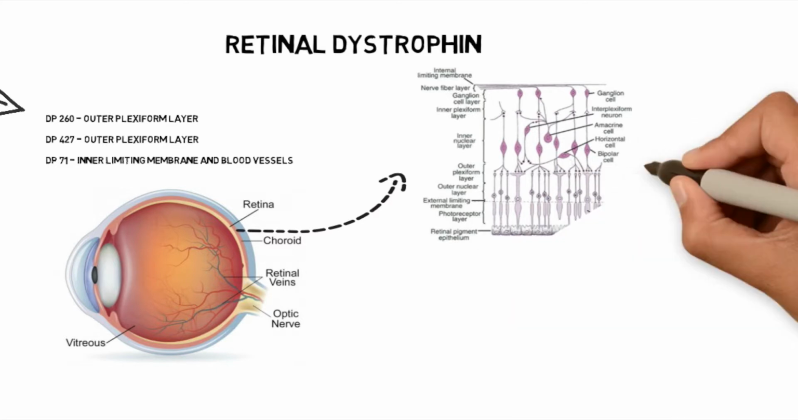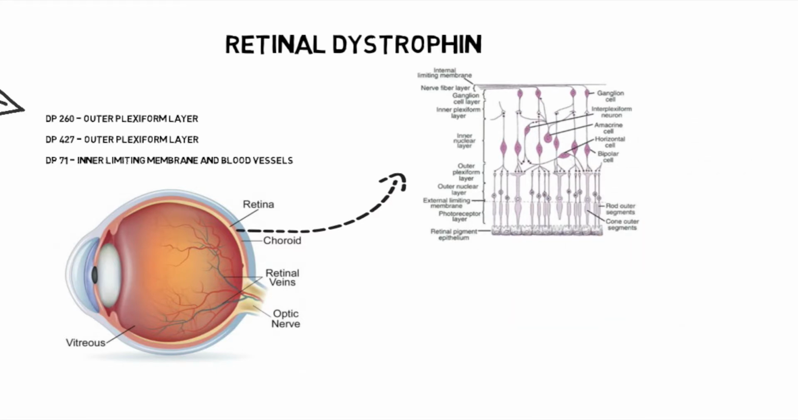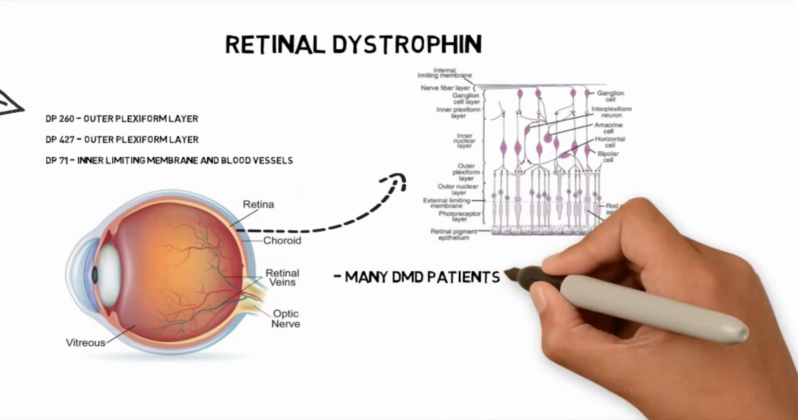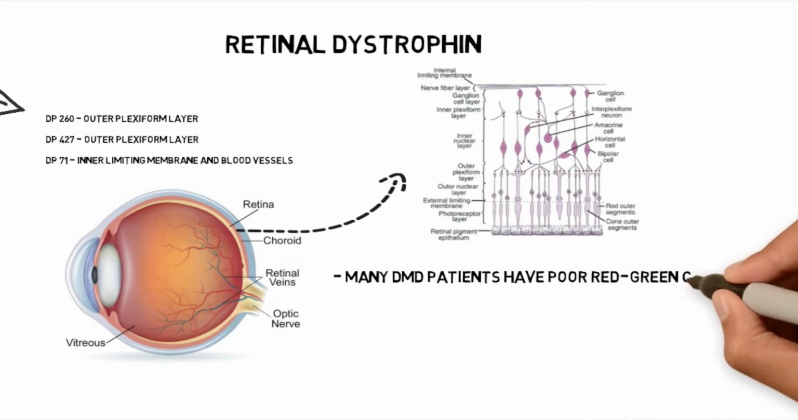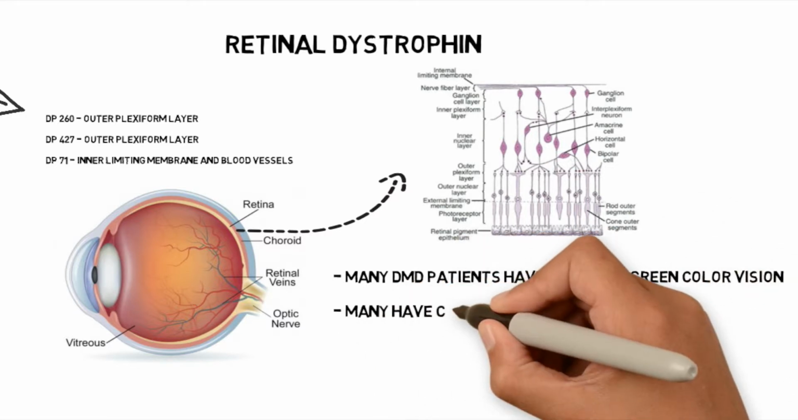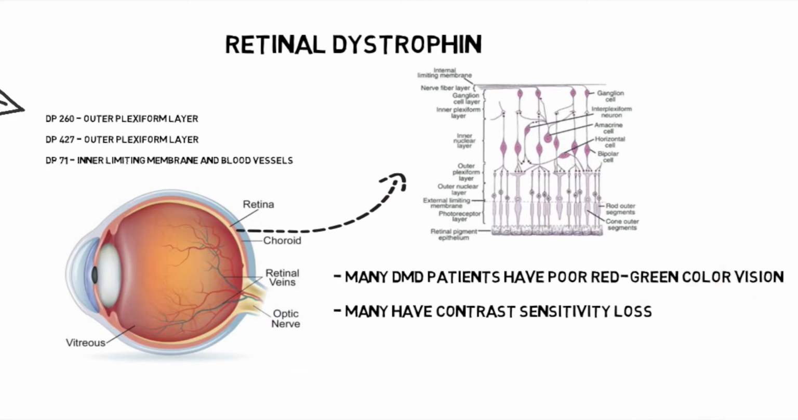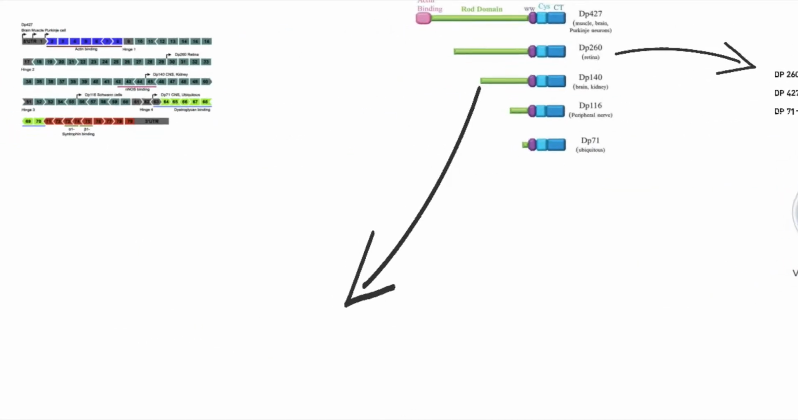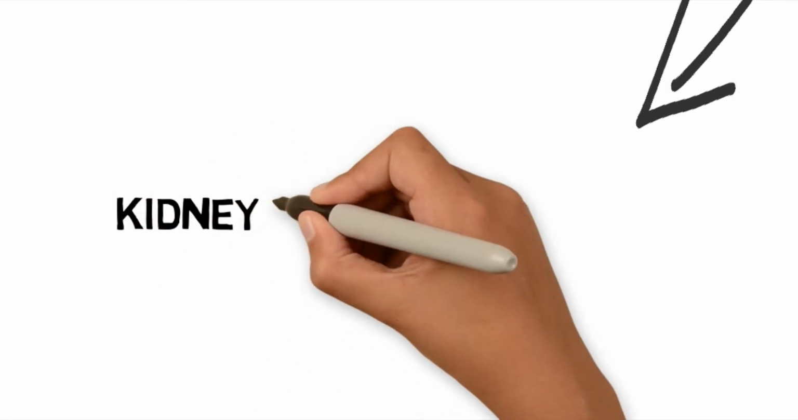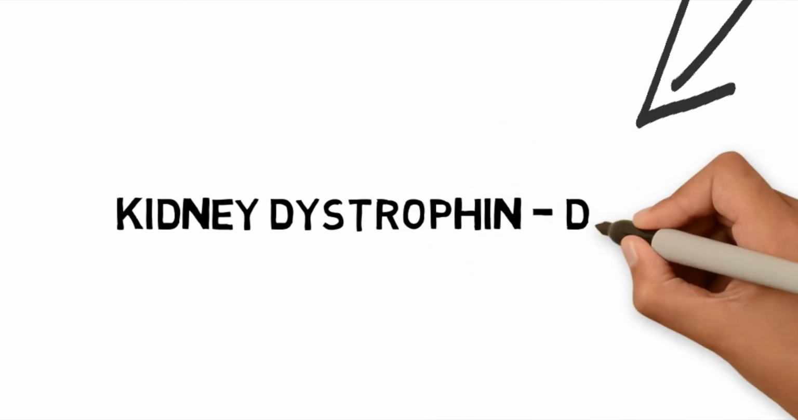Some studies have found that DMD patients have poor red-green color vision and also have a loss of contrast sensitivity, which could be related to a mutation in the retinal dystrophin isoforms. Another less studied isoform is the kidney dystrophin, DP 140, which is also found in the brain.